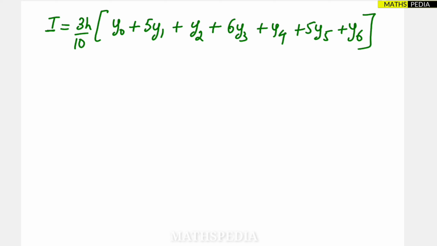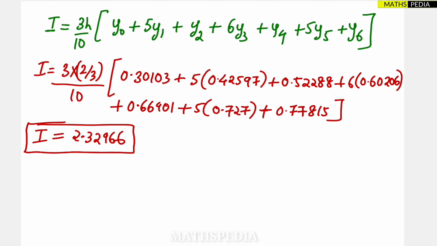Next, what you have to do? You have to keep on substituting the values. So I is equal to 3 into the h value. The h value you can write as 2 by 3 or 0.66, anything is fine. Then keep on substituting the values. So we have got the I value, how much? We are getting the I value as 2.32966. This is the I value we are getting through this Weddle's rule.